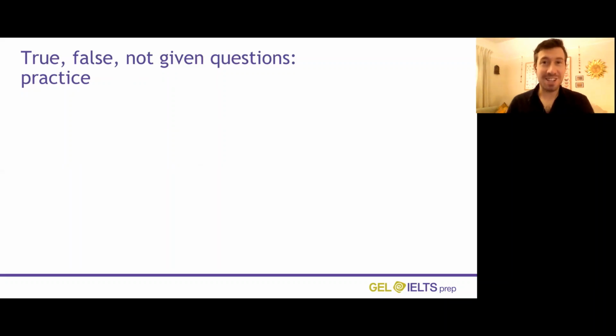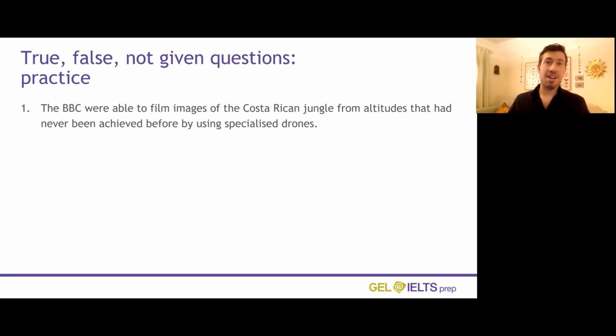So let's have a little bit of practice then. Well, here is a new true, false, not given sentence. And the first step we need to do is to highlight the keywords. So we've got here the BBC were able to film images of the Costa Rican jungle from altitudes that had never been achieved before by using specialized drones. So those would be the key words there.